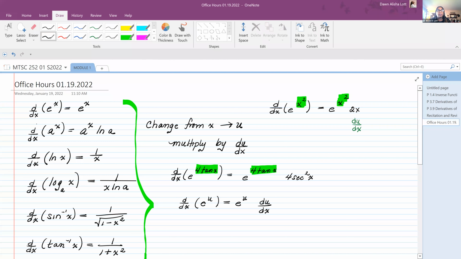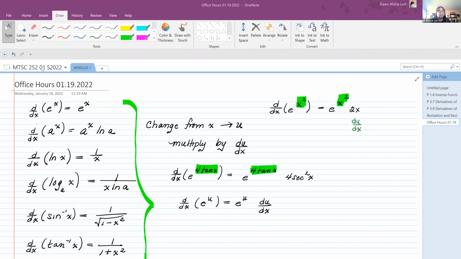Okay, so again, understanding the basic derivatives here. Once you understand the basic derivatives, then all you need to do is the same thing, e to the u, du dx. All right, and this is what gives us our derivatives.